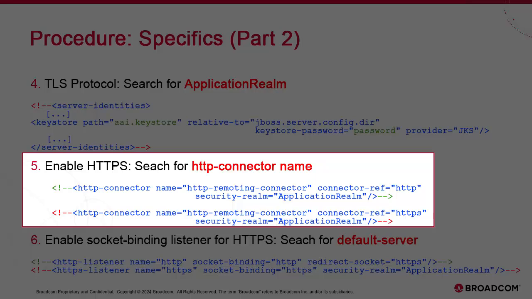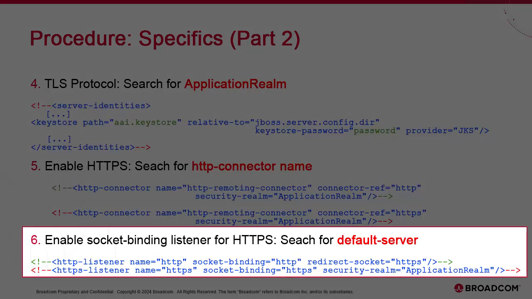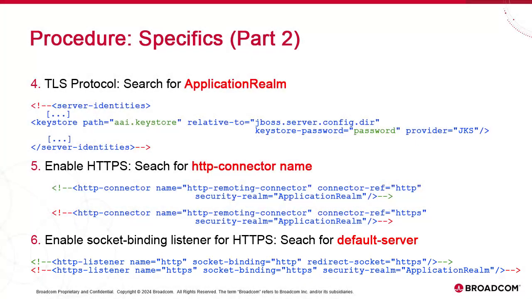We look for HTTP-connector name. The default setup has the HTTP connector elements uncommented and HTTPS commented. We reverse it. Finally, we do the same for the socket binding listener. We look for default-server and repeat the exact same procedure as for the connector.